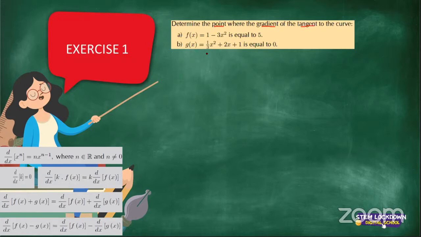So you were given two functions. So if they want you to calculate the point, what you need to remember is that at a point you're actually looking for what? The value of x and y. Okay. So you're looking for the value of x and y where your tangent is passing. Okay. And you are given the gradient. Okay.